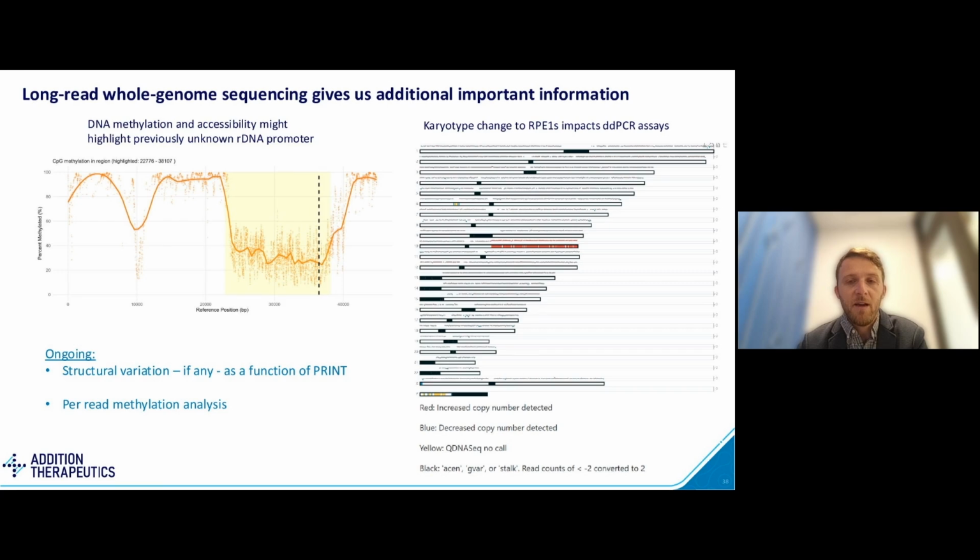Furthermore, we are currently developing a pipeline to look at structural variation. This has proven a little bit challenging because we're trying to make it more sensitive to be able to detect events that might be occurring in single cells or in small clonal populations. There's a lot of heterogeneity that occurs between cells in a dish when you expose them all to PRINT. So we're working on that actively.